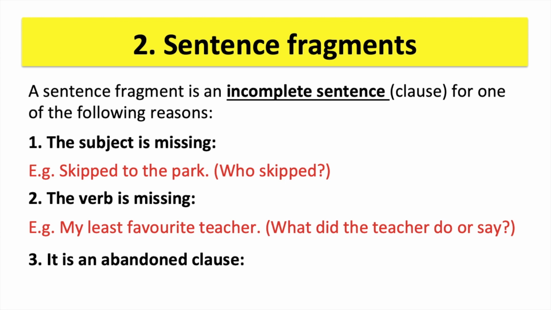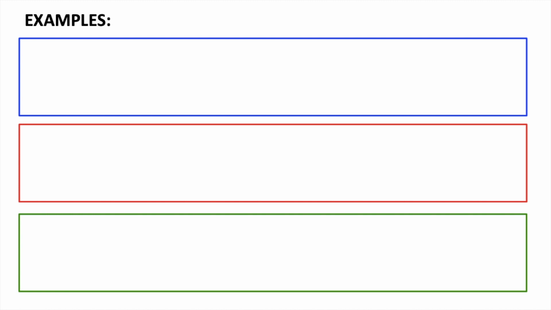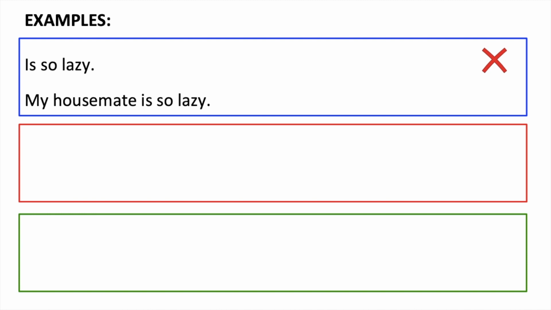Number 3, it is an abandoned clause. For example, when my sister graduated. This is an incomplete sentence. What happened when your sister graduated? Let's have a look at some examples. Is so lazy. This is incorrect. The subject is missing. Who is so lazy? My housemate is so lazy.